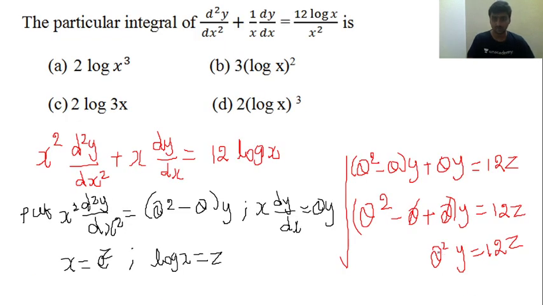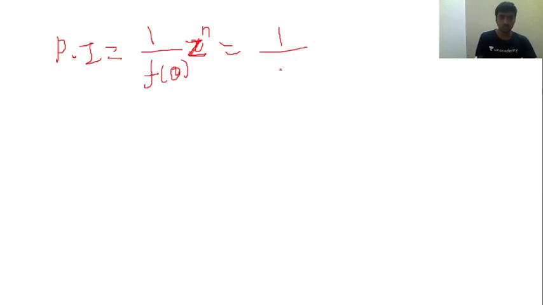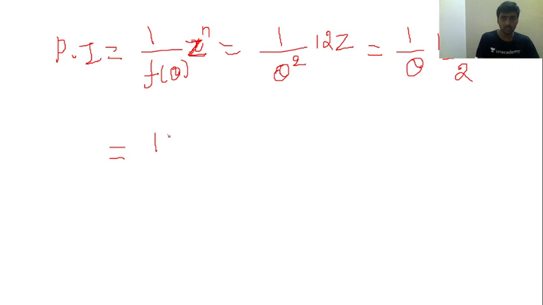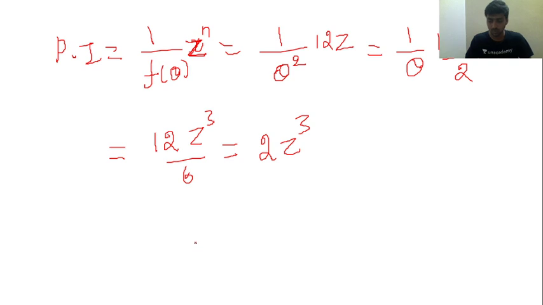This expression, theta square, is called f of theta. So the P.I. is 1 divided by theta square into 12 into z. Now 1 divided by theta square indicates that we have to integrate z two times with respect to z. The first integration gives 12 into z square divided by 2. The second integration gives 12 into z cube divided by 6, so that is equal to 2 into z cube. We know the substitution, and what we are doing here is as per the substitution.